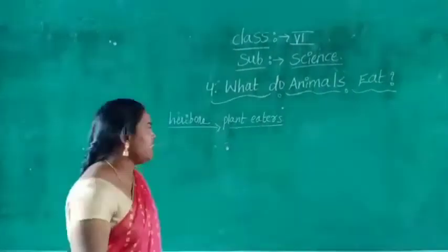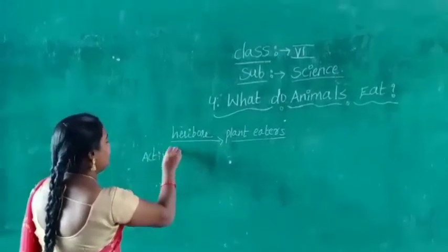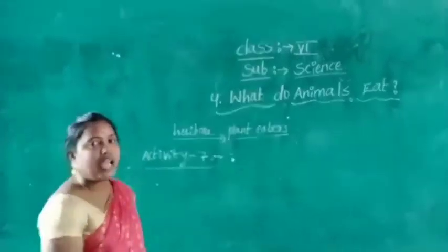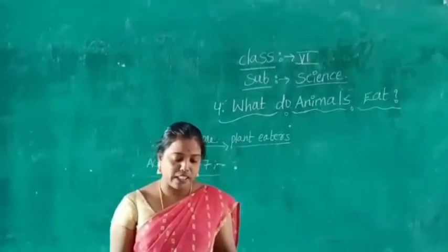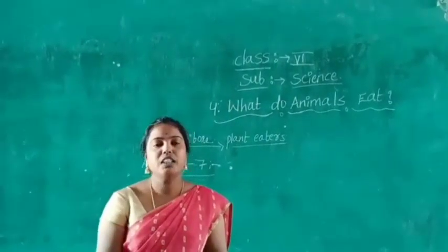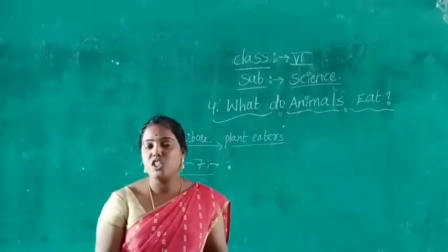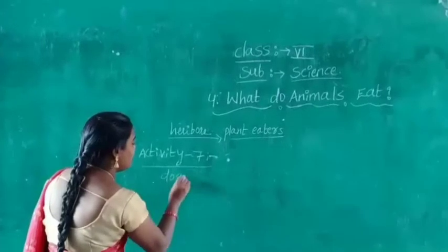Next, activity 7. What is activity 7? See in your textbook: how does a dog eat food? Children, observe the dog in your surroundings. What is the dog eating? Flesh. What is the food of the dog? Flesh.